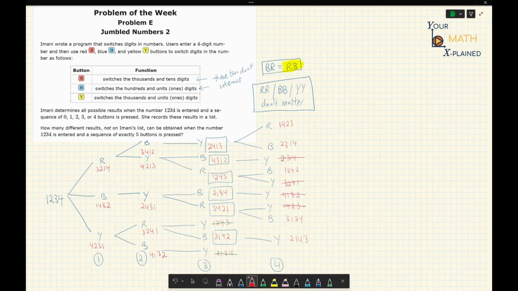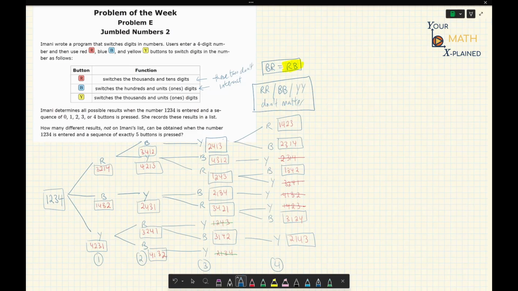So we've got those ones canceling out, which means if I put a box around the remaining numbers, these are the unique values that Imani would have on her list. So we've got all these ones here, and let's just do a quick count to see how many there are. We have 1, 2, 3, 4, 5, 6, 7, 8, 9, 10, 11, 12, 13, 14, 15, 16, 17, 18, 19, 20. Perfect. There are 20 numbers on Imani's list.